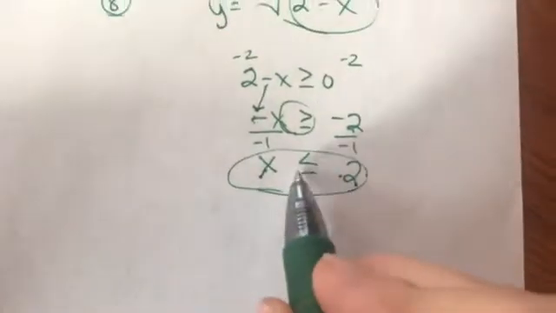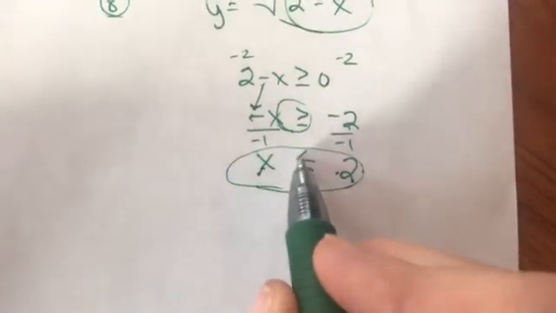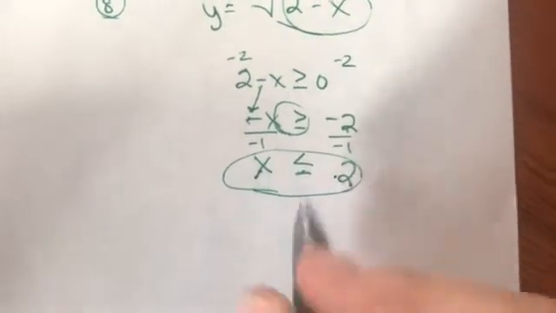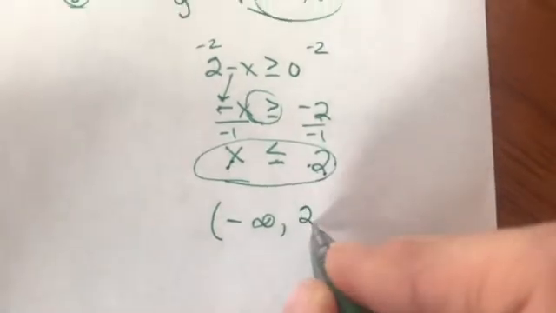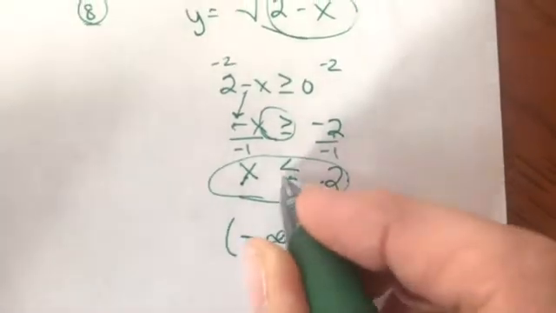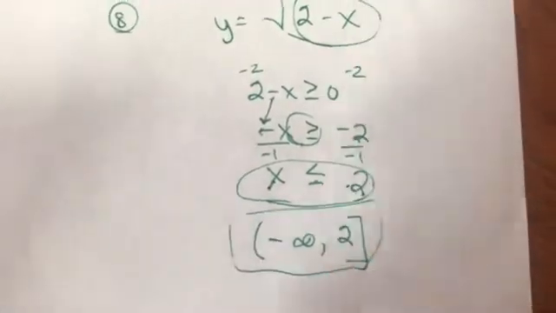This is saying I can use 2 because it can equal 2, but it wants everything smaller, less than 2. So that means I'm shooting down here to negative infinity, and I'm good up to 2, bracket, because I can equal 2. So that's your answer on that one.